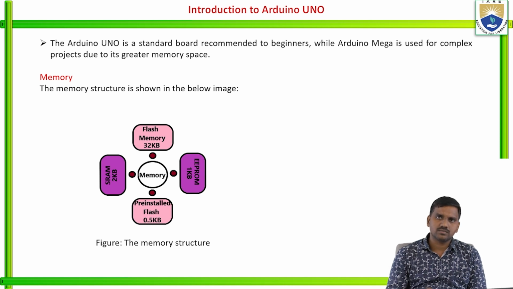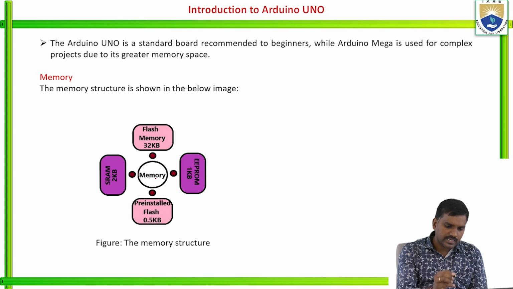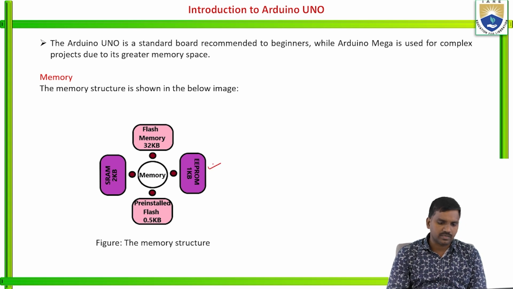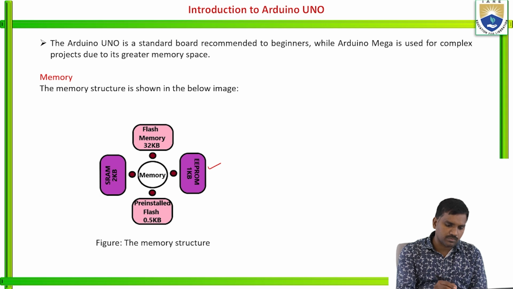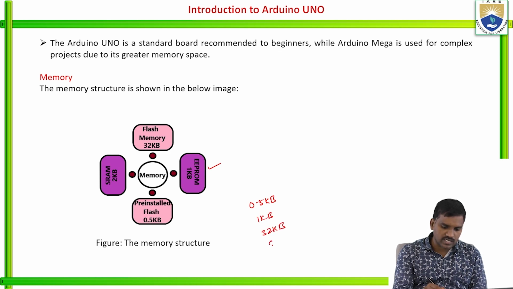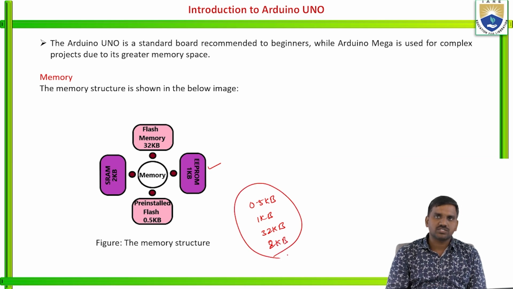Next, the memory structure of Arduino. It has 1 KB of electrically erasable programmable read-only memory. Pre-installed flash memory is 0.5 KB. So EEPROM is 1 KB, flash memory 32 KB and SRAM is only 2 KB. So this is the main memory structure of Arduino Uno.